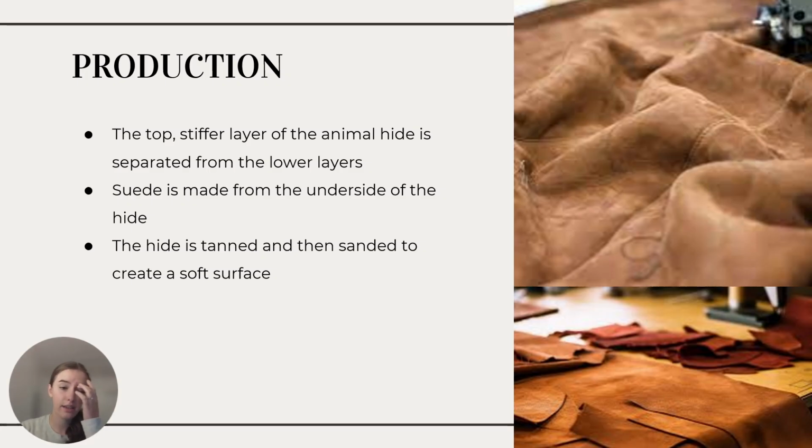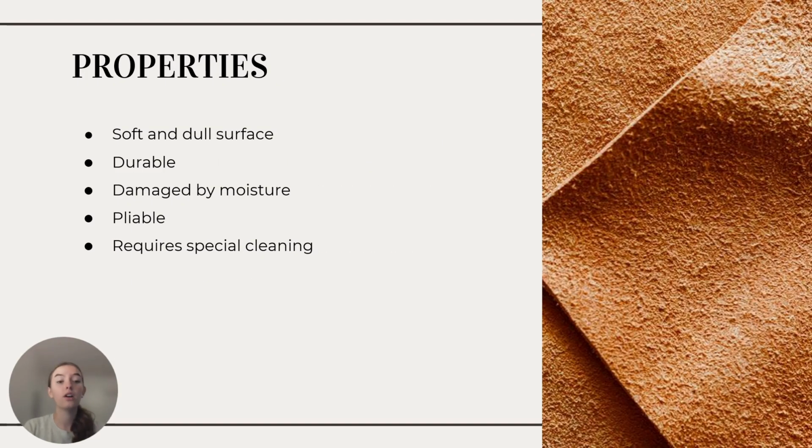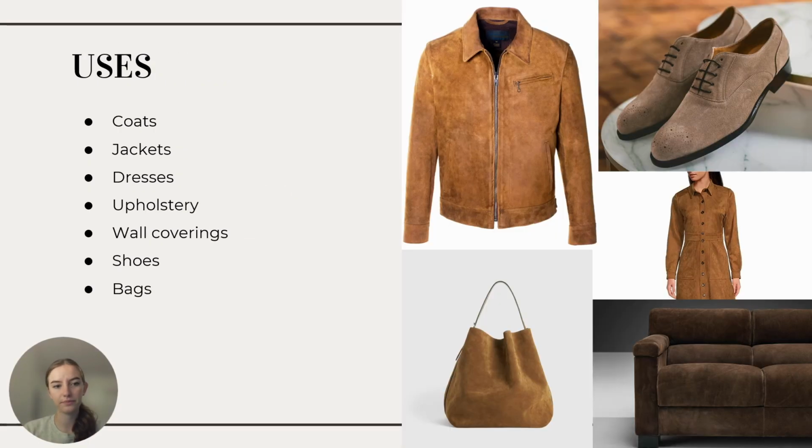And when they sand the underside of the animal hide, that just kind of roughs up little tiny fibers that make it look kind of fuzzy and soft. So suede is soft and it's dull. It's not shiny like leather is. It's pretty durable, but it's easily damaged by moisture, so you have to be careful with that. It's pliable, so it's really easy to move, and it does require special cleaning. So suede is often used in coats, jackets, dresses, upholstery, wall coverings, shoes, bags, and a lot of other things.